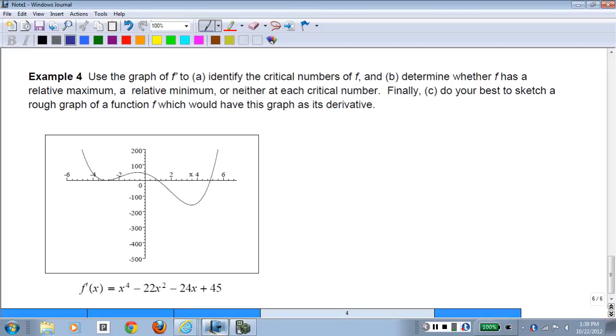But how does that translate to the graph of f prime? What's going on with the graph of f prime if the graph of f has a point at the top of a hill or the bottom of a valley?